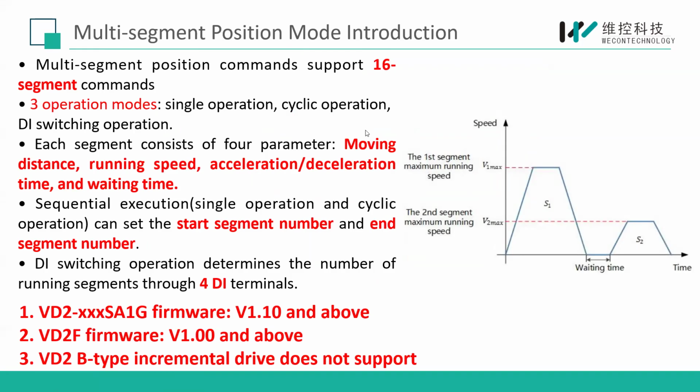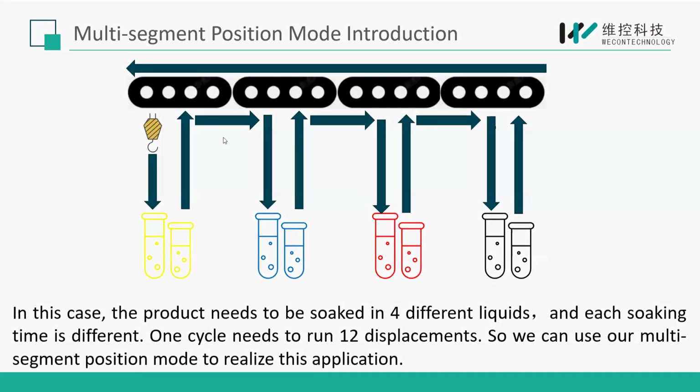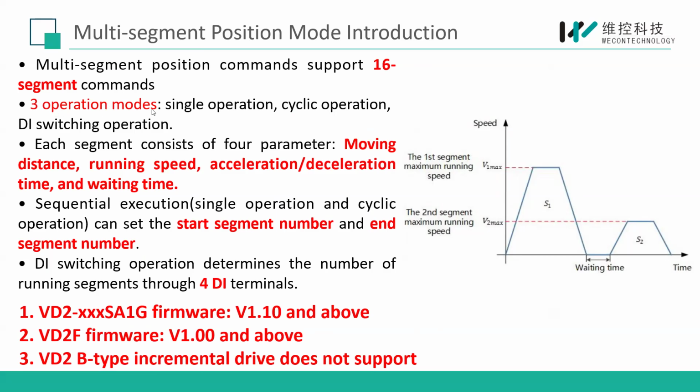Here is the introduction about our internal position. First, this internal position mode supports up to 16 segments, and it has three operation modes: single operation, cyclic operation, and DI switching operation. For each segment, for each movement, we can set 4 parameters: moving distance, running speed, acceleration and deceleration time, and waiting time.